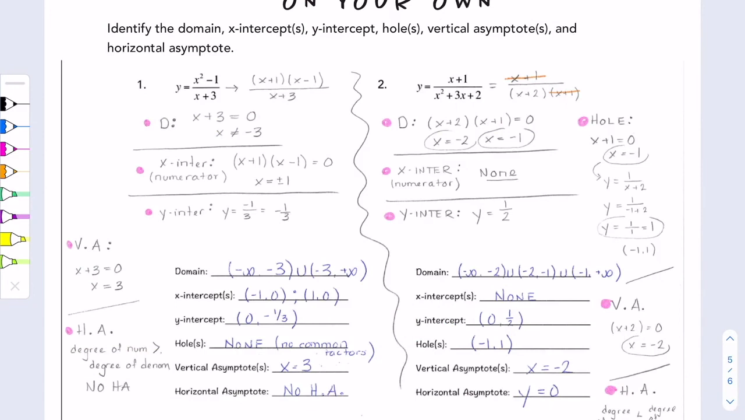For the on your own section, please try to complete these by yourself. Follow all the directions individually. So the directions for the domain, x-intercept, y-intercept, vertical, and horizontal asymptote. Here's my answer, where you can also find it on my website underneath the answer key. And like I've already mentioned, the last part of these notes will just be a short video sent out tomorrow during the working session.